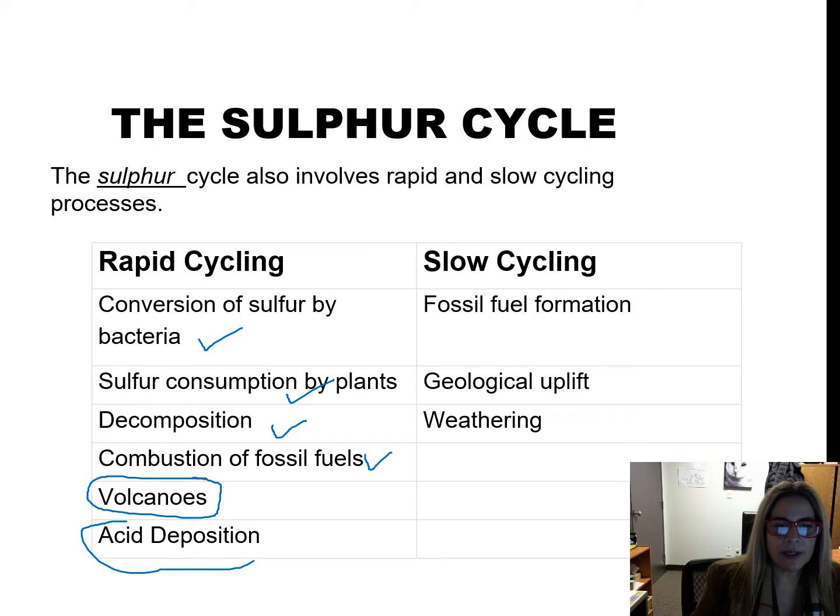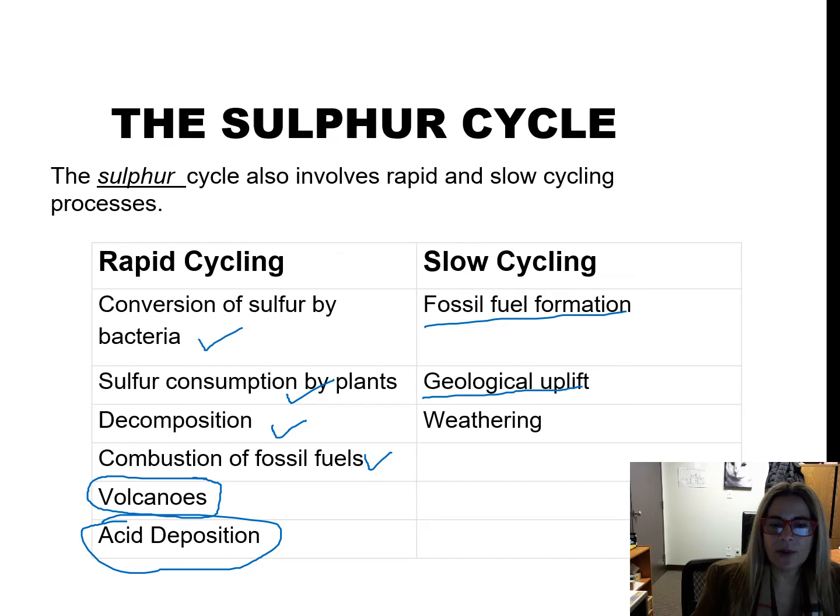And then acid deposition, this would be what we talked about with the acid precipitation, so the acid rain, acidic snow, etc., and how that impacts plant life and aquatic life equally. Fossil fuel formation, again, that's a slow cycling piece.